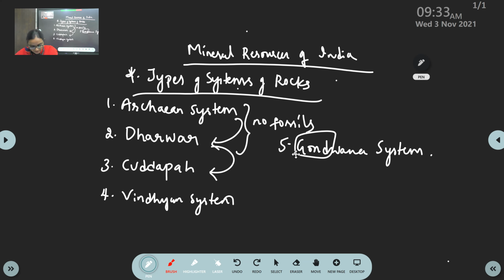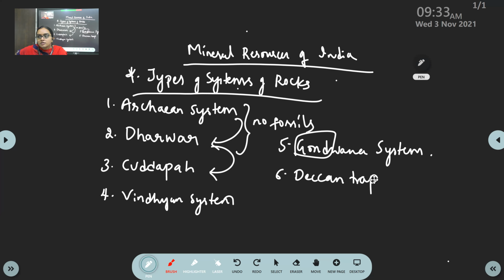Next, Deccan Trap. Sixth one, Deccan Trap. Now, which areas is the Deccan Trap? Maharashtra, part of Gujarat and North Karnataka also. Okay, Deccan Trap formations. How are they formed?